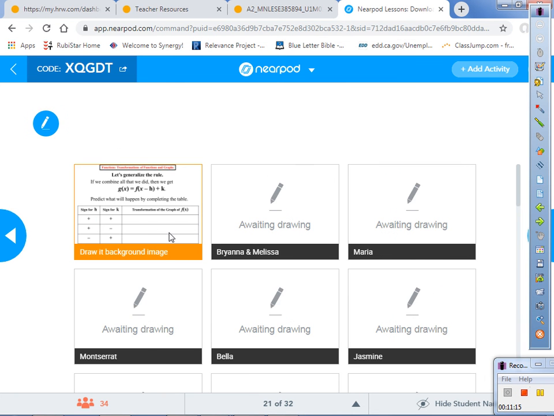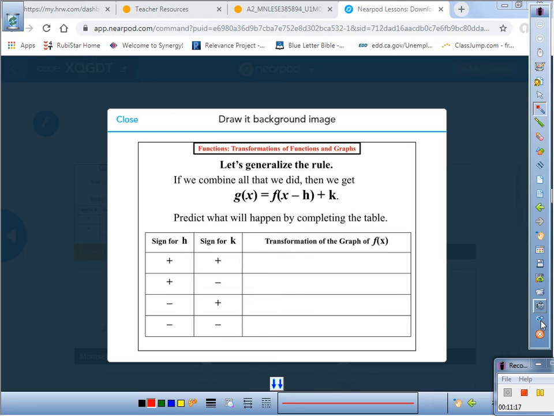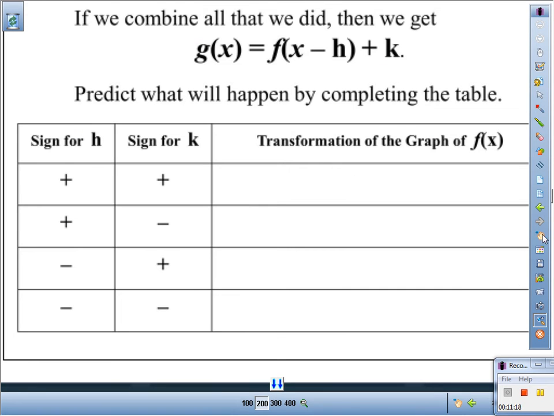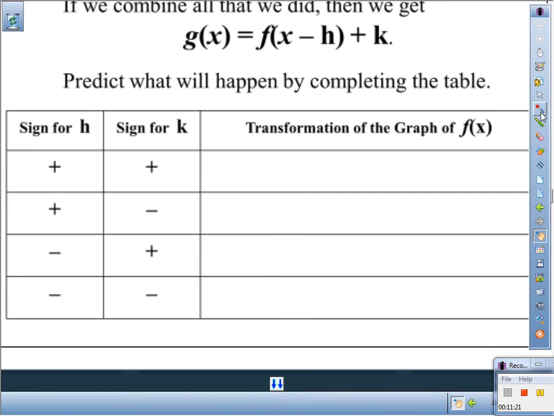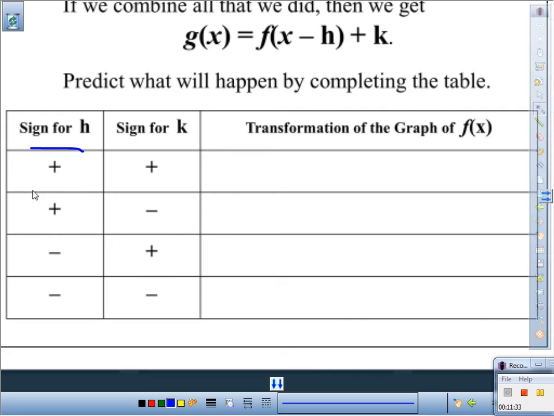Lock your toolbar. I'm going to help you with the first row of this one, and you're going to do the last three. So here we go. According to this form that I gave you, the h and the k do something. Is that correct? So here we go. I'm going to start with the h value being a positive. So I substitute a positive number here.